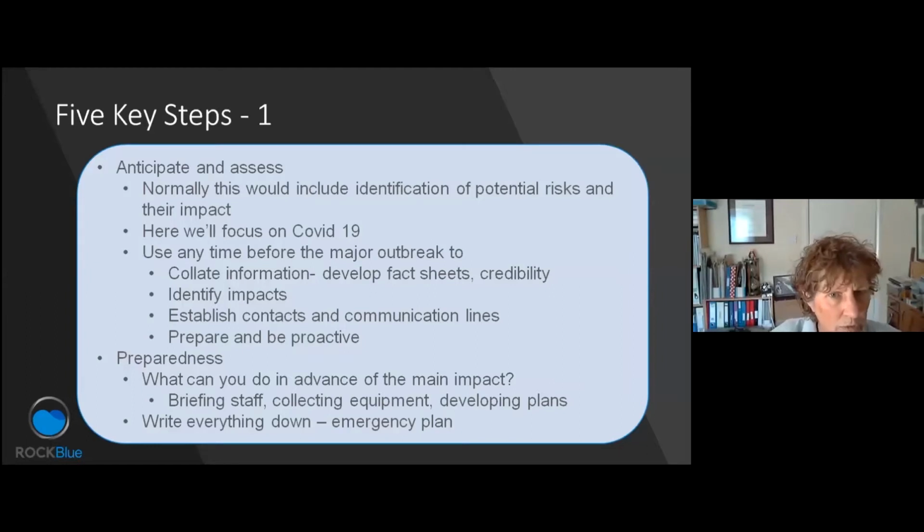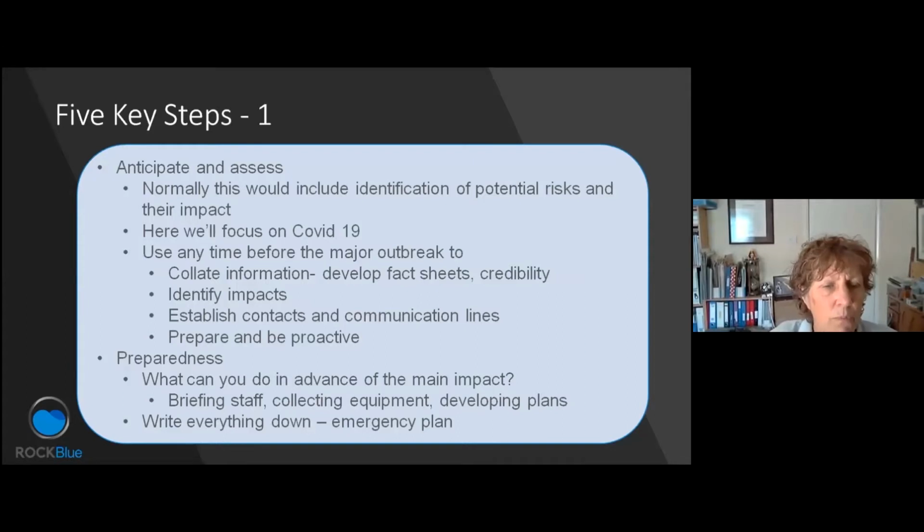You may want to be collecting contacts and communication lines. Maybe you know these, but are they written down? Because the person who knows the right contact in a key supplier may not be available when you need to contact that supplier. So you've got to be prepared and proactive, which brings us to the next stage, which is about preparing and particularly getting the emergency response plan written down.